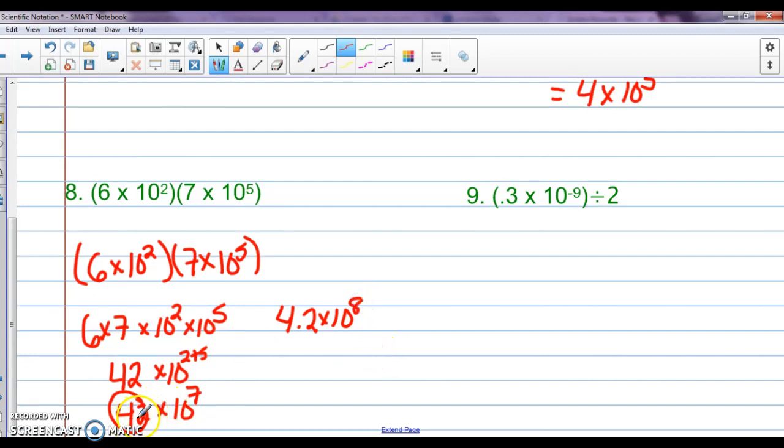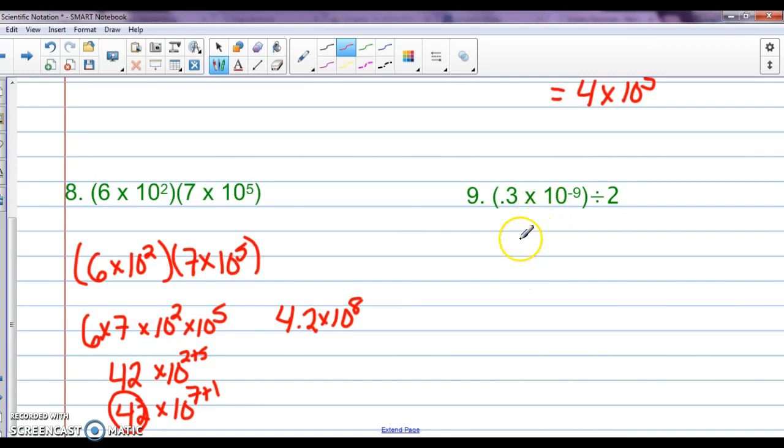Since we had to take 42 and make it into 4.2, that's why our exponent went from 7 to 8. We ended up having to add a place value to it. Therefore, to clarify that it is actually fitting that a is greater than or equal to 1 and less than 10.